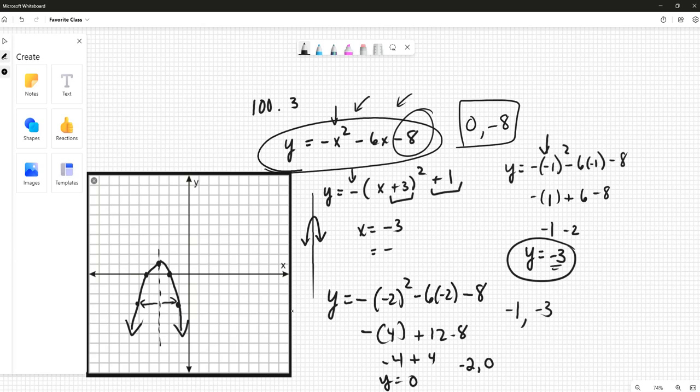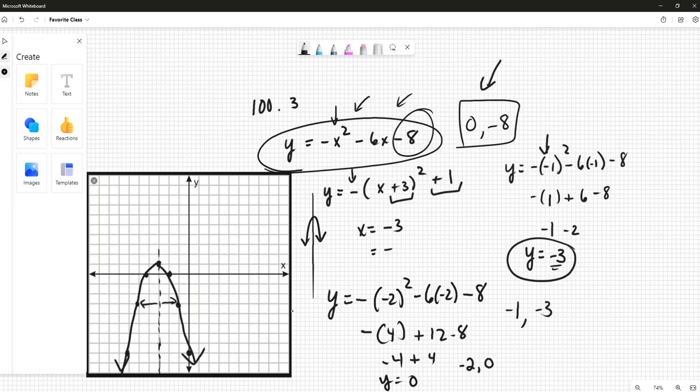As you can see on my graph, I actually can graph the y-intercept, which is 0, negative 8. So 0 and then negative 8 down, 1, 2, 3, 4, 5, 6, 7, 8. So that is a point on the graph. And then if I go 3 over to the left of that axis of symmetry, 1, 2, 3, that is the other point. And that is our parabola.